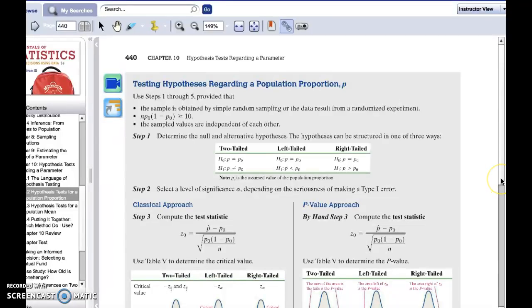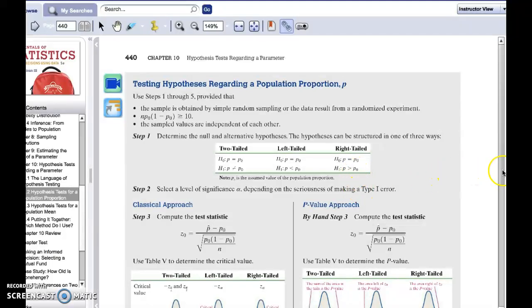So as a summary, following the last example, I want to go through this gray box and just point out our important steps. We talked about steps 1 through 5, and we also mentioned that you have to check your conditions. So you either want to check your conditions first, or sometimes I find it's easier after you've stated your null and alternative to do that.